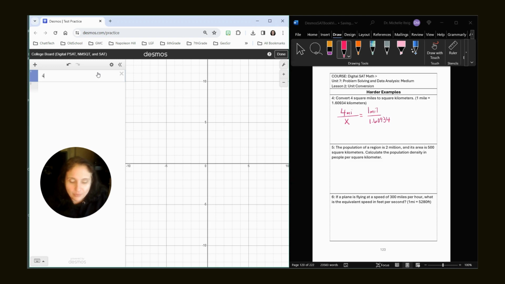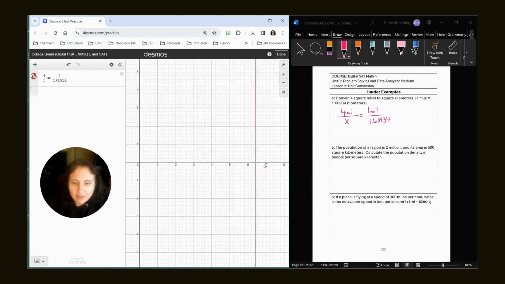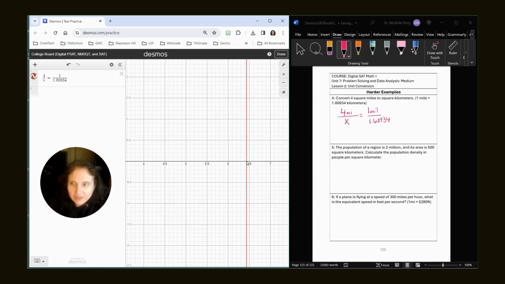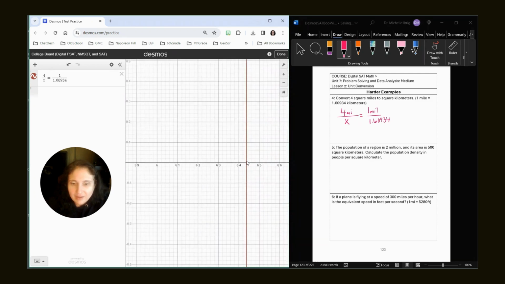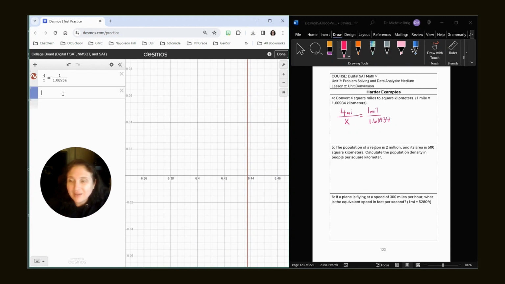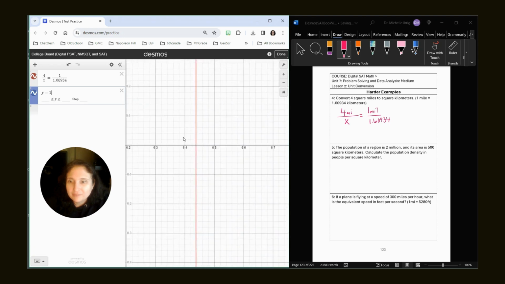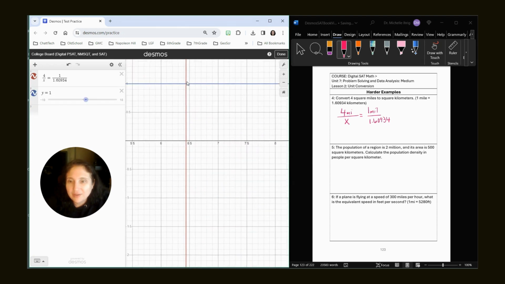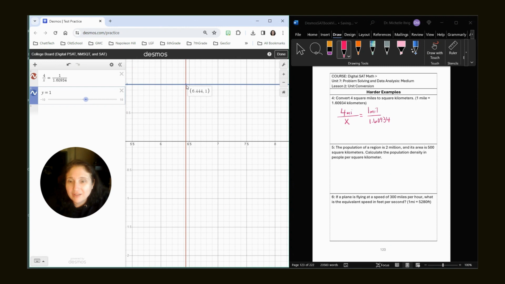So I'm going to do 4 over x equals 1 divided by 1.60934. And we get this lovely number right here, well, I guess we can't get it perfectly. Here's a trick. We're going to just type in y equals 1. And when we do that, the graphs intersect right here, and they give us the intersecting point. So it's like 6.44 repeating.